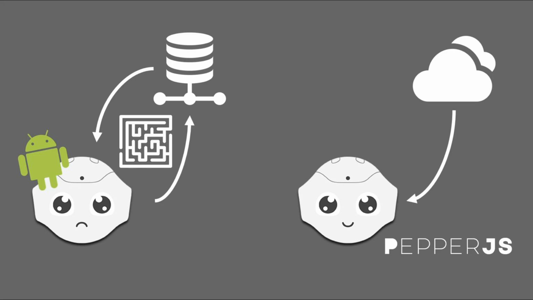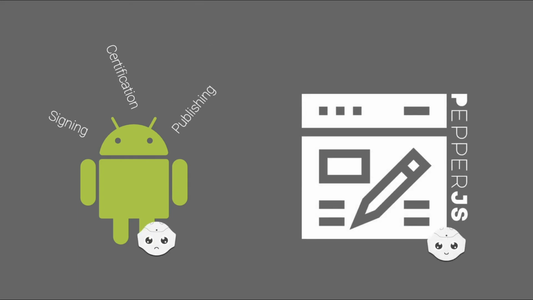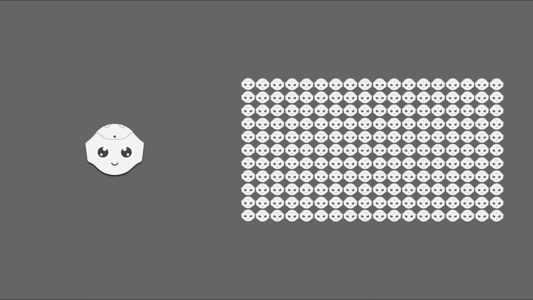The third benefit is deployment. PepperJS's architecture makes deployment simple. Instead of worrying about signing, Google certification and publishing apps on the App Store, simply publish your PepperJS application online as you would a normal web app and let PepperJS do the rest. Whether you have one robot or 1,000 robots, all that is required is a one-time installation of the PepperJS app. From there, your Peppers can be pointed at any PepperJS application in the world.